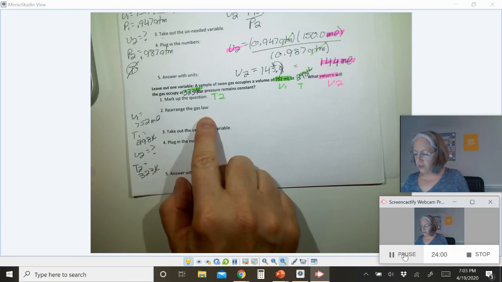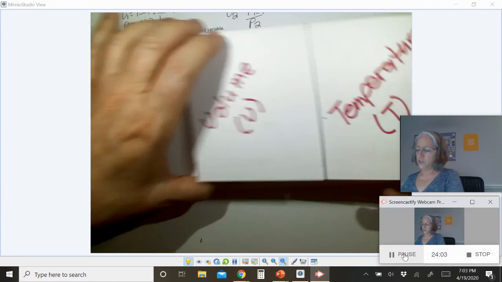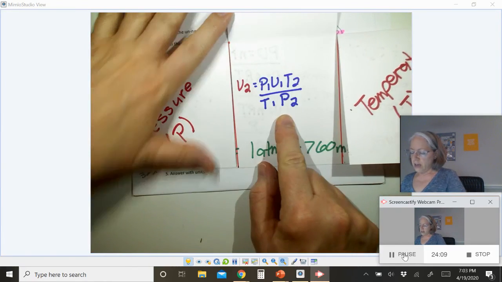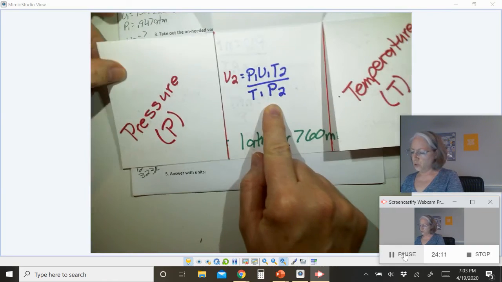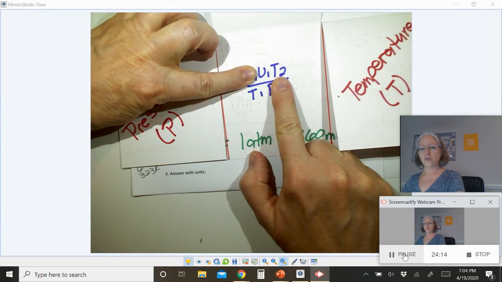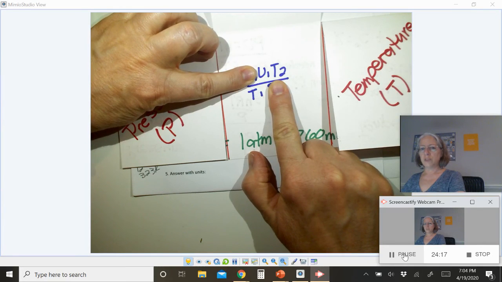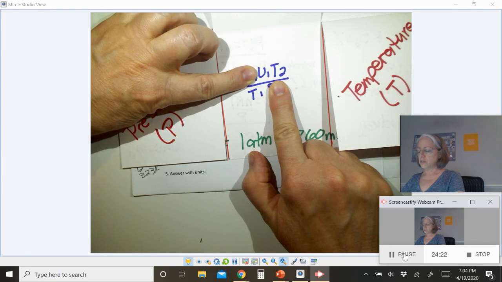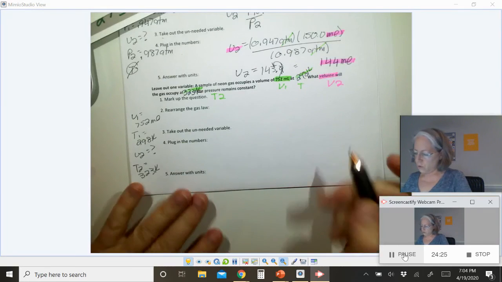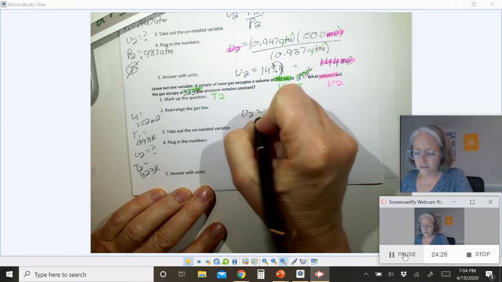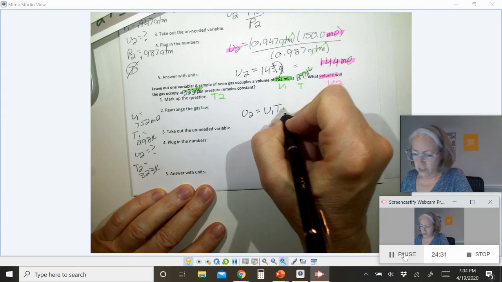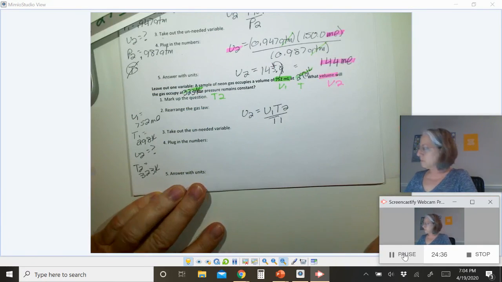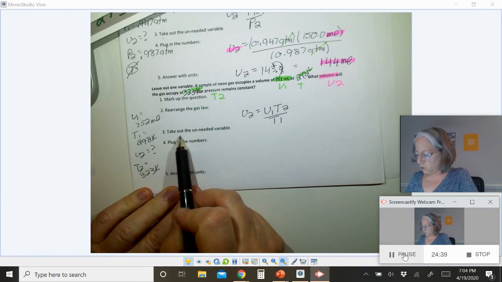Next step, rearrange the gas law. So we are looking for V2. So we're going to use the volume flap. And here's our equation. And we have volumes and temperatures. There are no pressures. So we're going to take those two units out. And we're going to use V1 T2 over T1. And that's the formula to solve this question. So our rearranged V2 is V1 T2 over T1. And we took everything out we needed to.